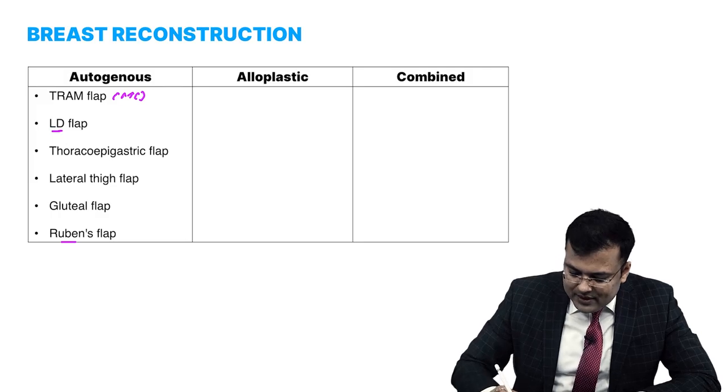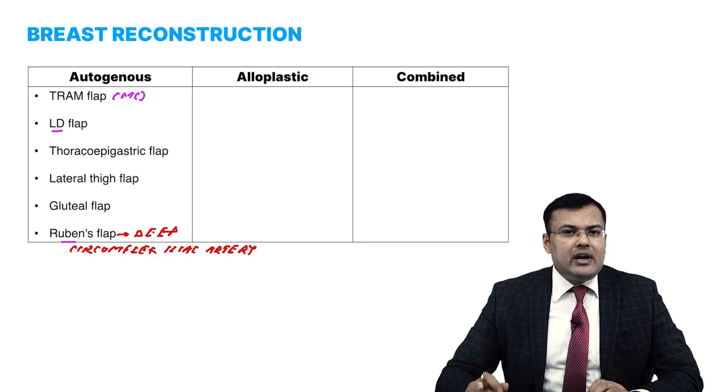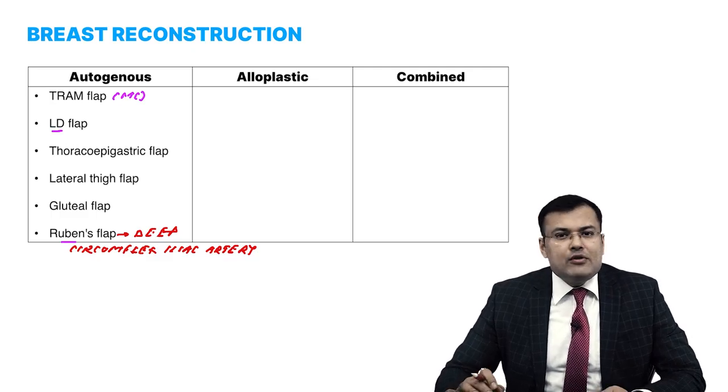So this Rubens flap is based on deep circumflex iliac artery. That is autogenous. Alloplastic, here we are using silicon implants.